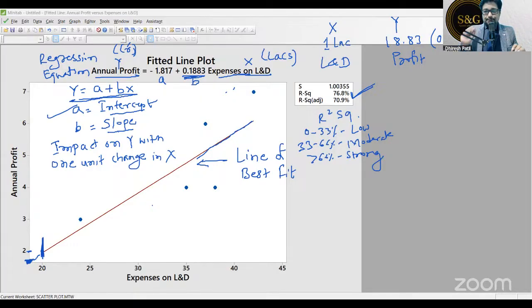Just try to understand this. So are you clear with the intercept? If I extend the line, where it cuts the y-axis is the intercept. That is clear? Yes? Very good.